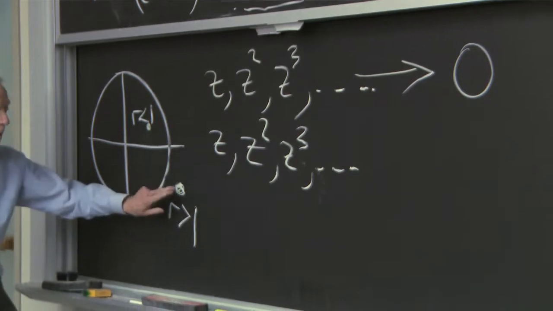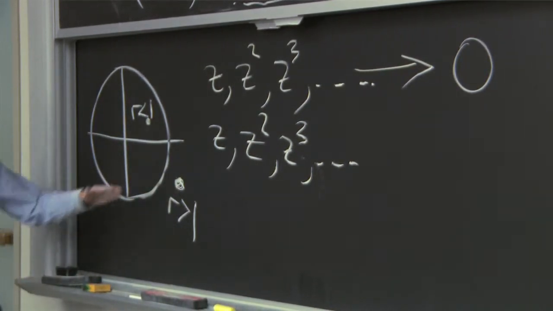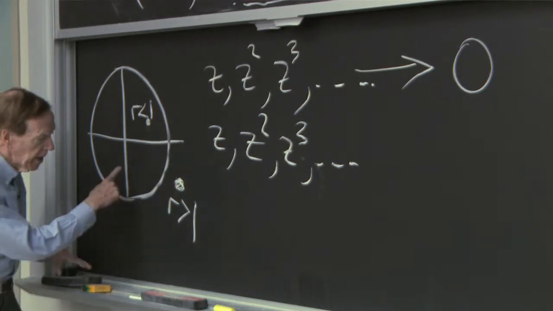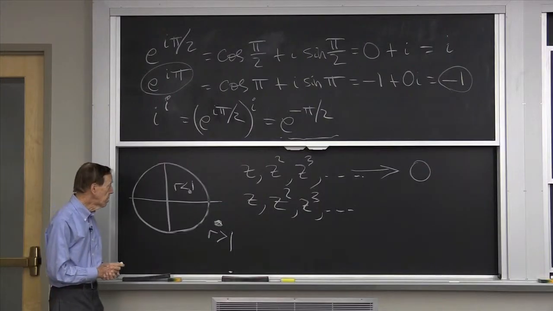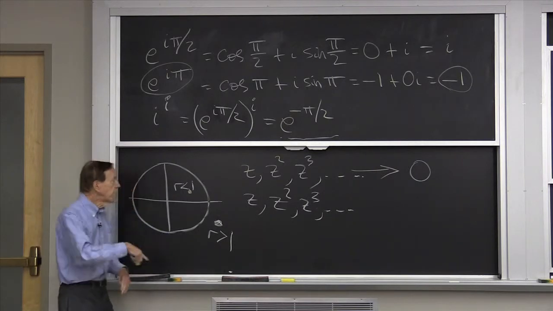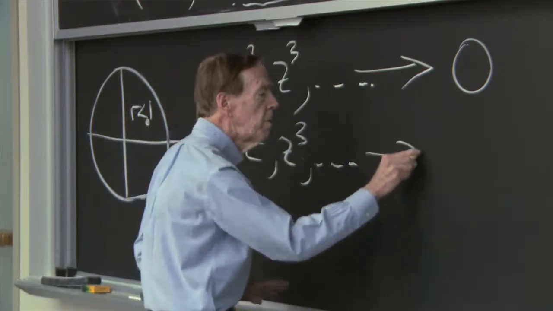itself, the r's will multiply to give r squared. The angles will add, so it'll be a number down here. It'll be about there. That'll be r z squared. Z cubed will be further out. This will go to infinity.